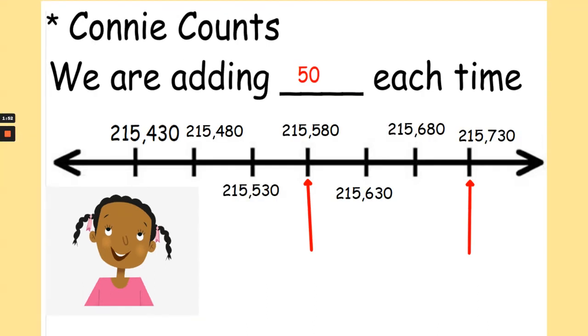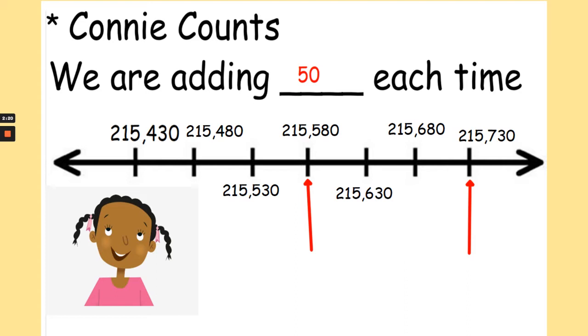Okay, let's have a look. So, starting at 215,430 and adding 50 each time, we should have had 215,480, 215,530, 215,580, 215,630, 215,680, and lastly 215,730. Can we see any patterns there?